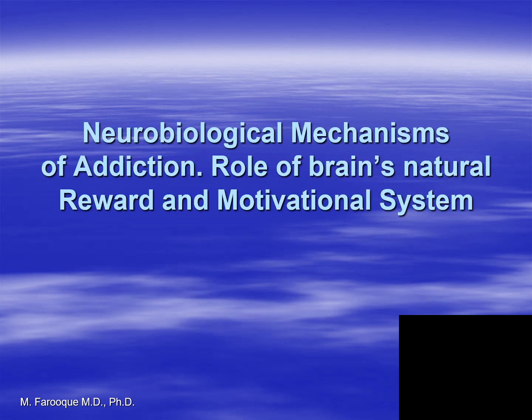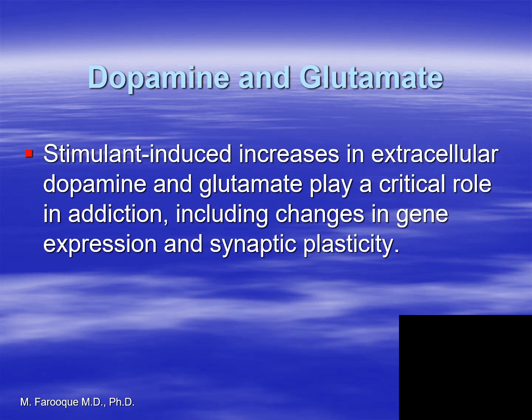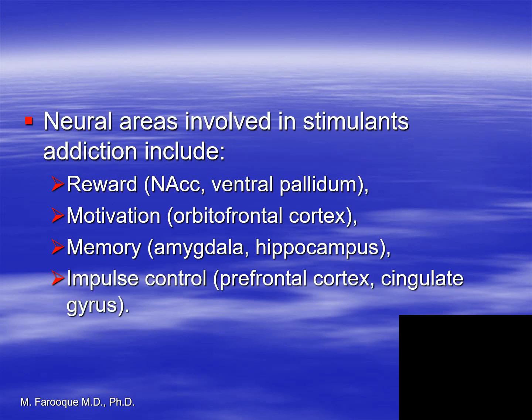Neurobiological mechanisms of addiction: the role of the brain's natural rewards and motivational systems. Stimulant-induced increases in extracellular dopamine and glutamate play a critical role in addiction, including changes in gene expression and synaptic plasticity. Neural areas involved in stimulant addiction include reward, such as nucleus accumbens, ventral pallidum; motivational, orbitofrontal cortex; memory, amygdala, hippocampus; impulse control, prefrontal cortex, cingulate gyrus.